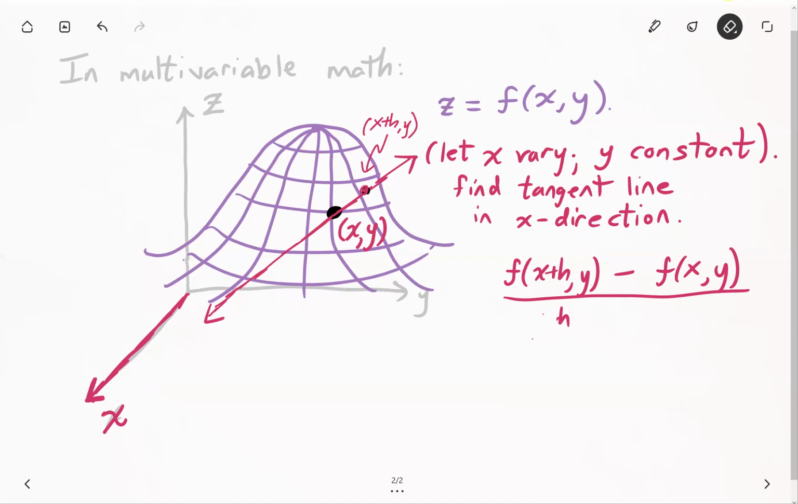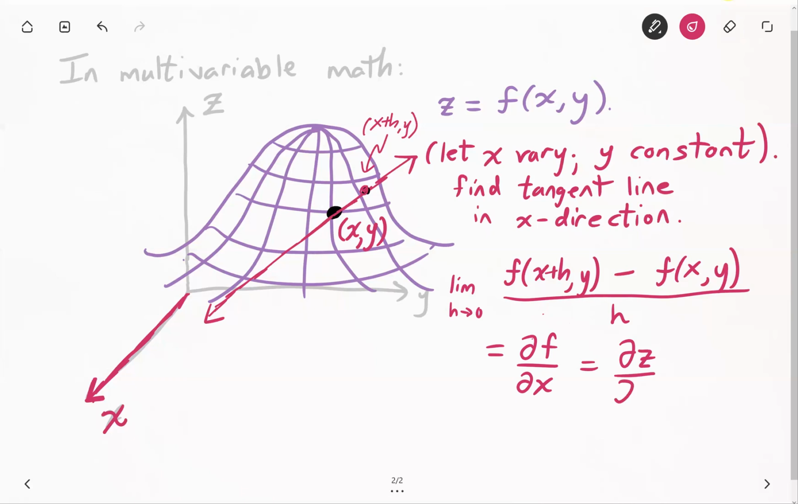And we're just left with an h on the bottom, which I'll go ahead and rewrite. And as those two points move closer and closer together, we're taking the limit as h goes to 0. What we're calculating is, in fact, the partial derivative with respect to x. I could write that as df dx. We could also think of it as dz dx. So that will give you the slope of a tangent line in that direction.